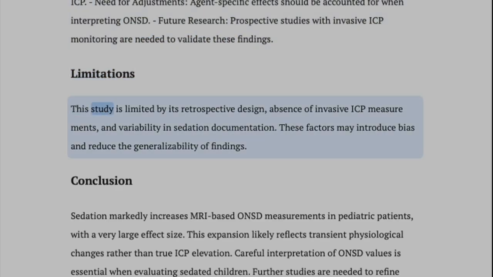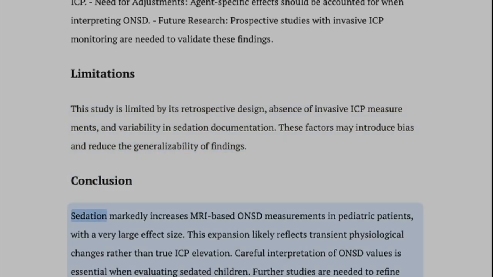Limitations. This study is limited by its retrospective design, absence of invasive ICP measurements, and variability in sedation documentation. These factors may introduce bias and reduce the generalizability of findings.